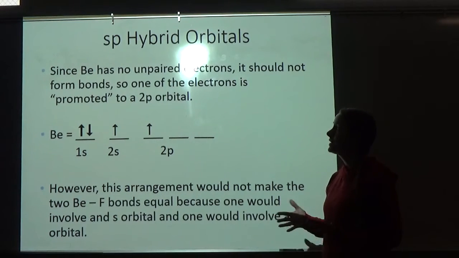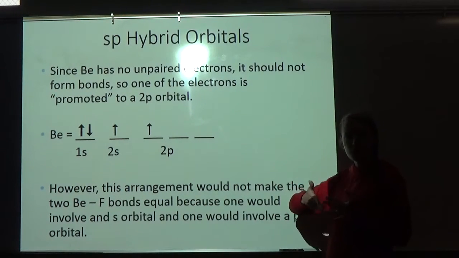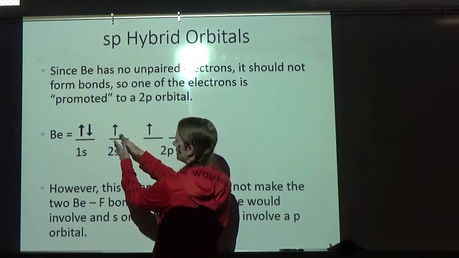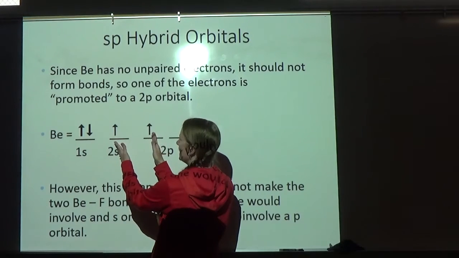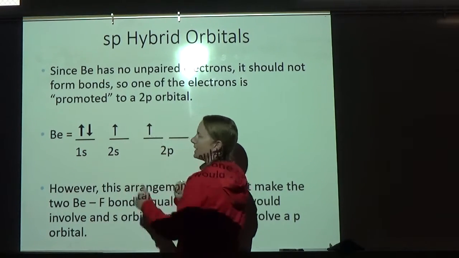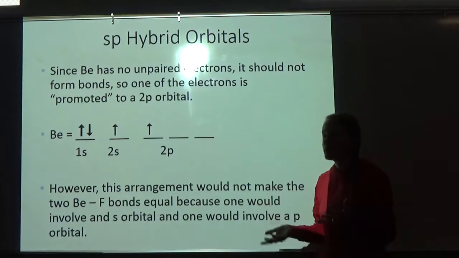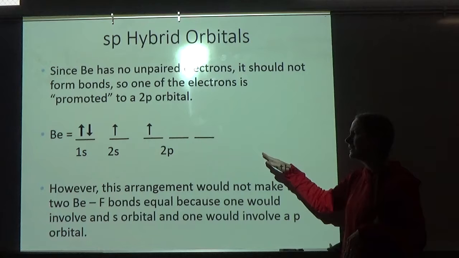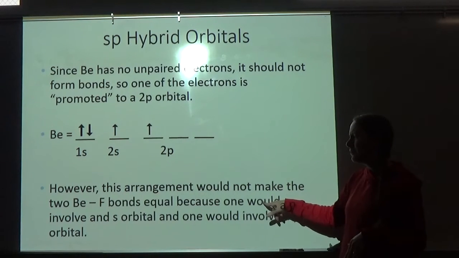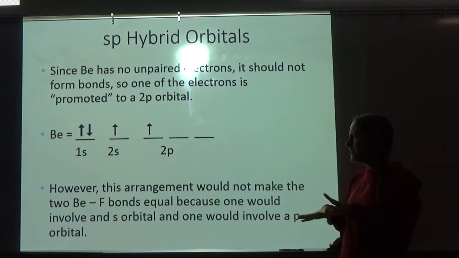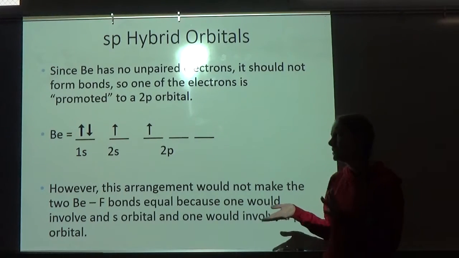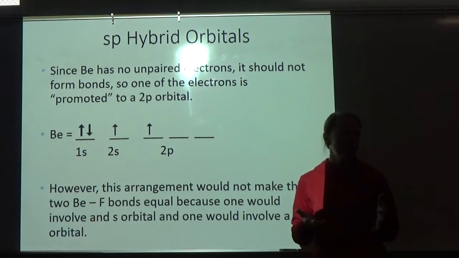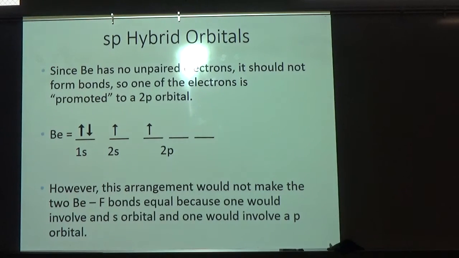So one of the electrons is kind of promoted to a 2p orbital. They were 1 up, 1 down in 2s, and so 1 goes to 2p. That way they have a chance to pair up and finish those orbitals. However, if this was what was happening, then the Be-F bonds wouldn't be equal, because 1 would be with an s and 1 would be with a p. So the 2 bonds should be different. It would look like this right here.